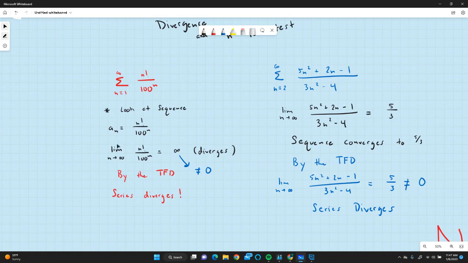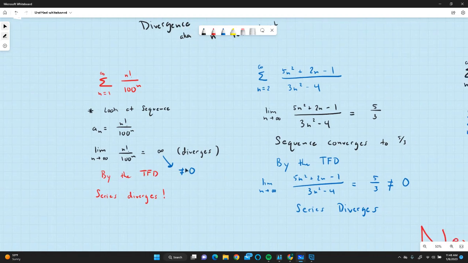So because the sequence diverges, the series definitely diverges by what's called the test for divergence. If the sequence diverges, the series diverges. Perfect, done. Notice right here, it didn't equal 0. I'll talk about that in a second.